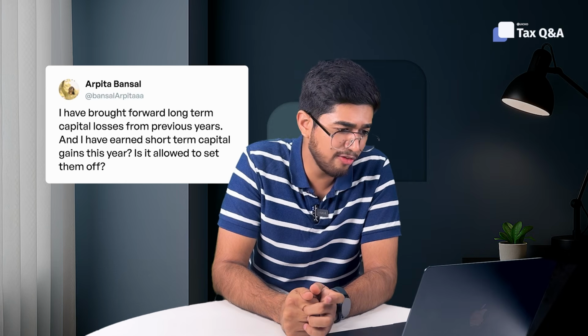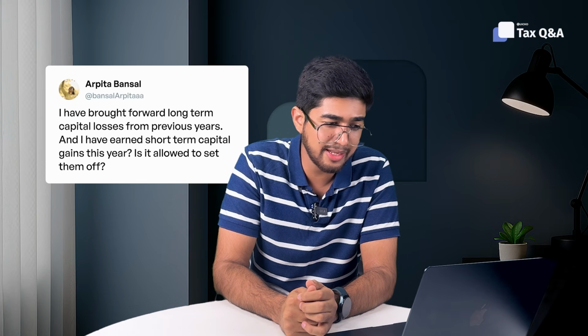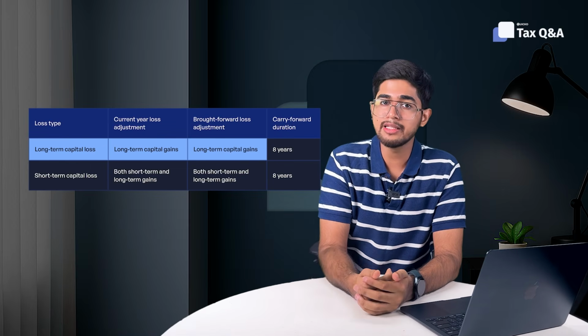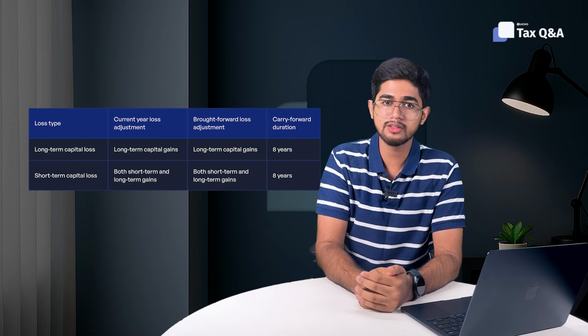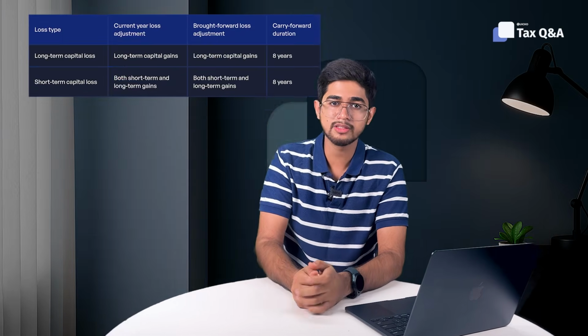Arpita is asking, I have brought forward long-term capital losses from previous years and I have earned short-term capital gains this year. Is it allowed to set them off? No, you can't. There are clear rules about offsetting losses defined by the tax department, which say long-term capital loss can be only adjusted against long-term capital gains, whether in the same year or future years, while short-term capital loss can be adjusted against both short-term and long-term gains. Since your gains this year are short-term, you will have to carry forward your long-term losses and wait to set them off in future years.